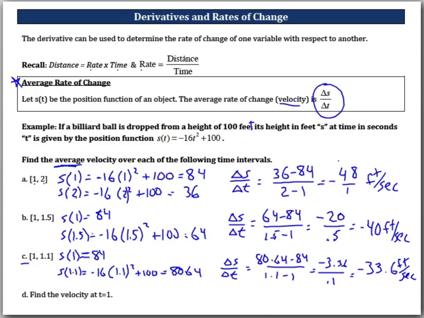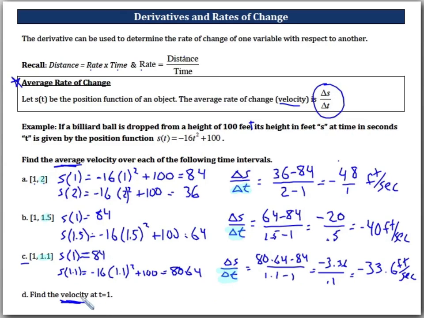Now, hopefully you can see what's going on here. We have 2 seconds, 1.5 seconds, 1.1 seconds. What we're trying to do is let that delta T disappear. Now, if we let delta T go down to 0, we're going to actually find the actual rate of change, or actual velocity, at time equals 1.